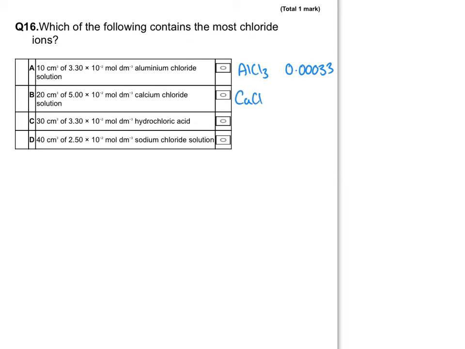For calcium chloride, we end up with 0.001. For HCl, we end up with 0.00099. And for sodium chloride, we end up with 0.001. Now, you've got to be a little bit careful because the question's asking about chloride ions. For aluminium chloride, for every mole of aluminium chloride, we're going to get 3 moles of chloride ions. So this one needs timesing by 3.